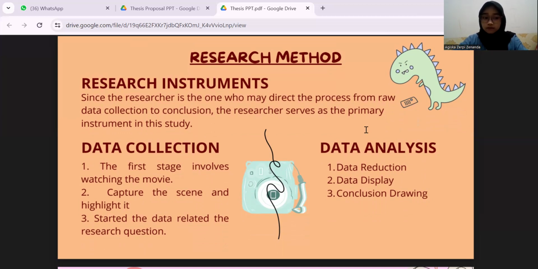And for data collection, the first stage involves watching the movie. The second step is capturing the scene and highlighting it. And the last step is sorting the data related to the research question. And for the data analysis, the first one is data reduction, the second one is data display, and the last one is conclusion drawing.